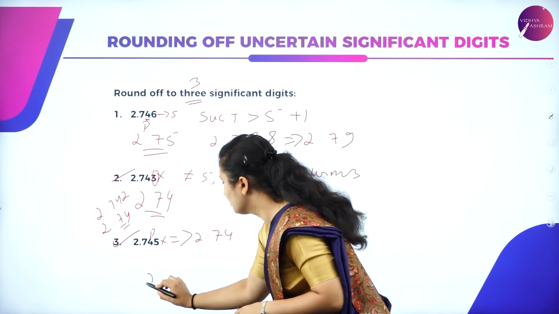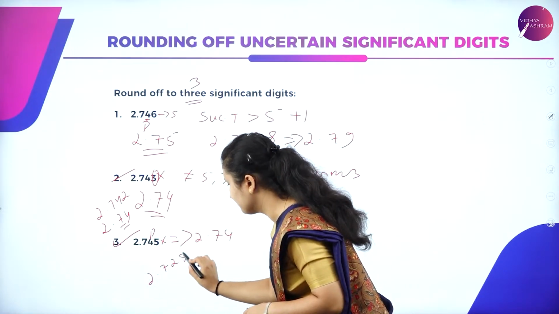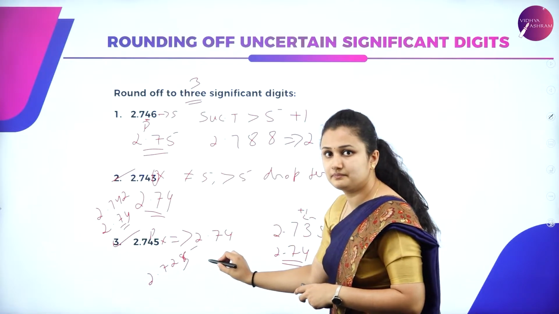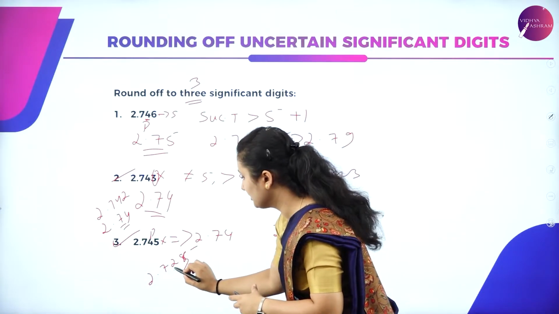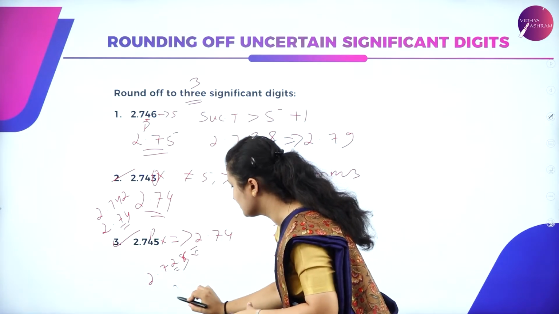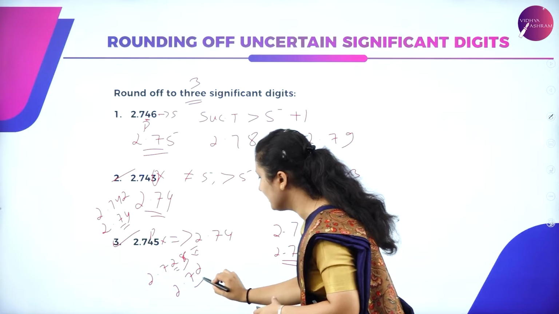If it is 2.725, then what is the 5 here? It is equal to 5. The previous term is even, so I will drop the 5 and leave the rest as it is. So 2.72 is my answer.